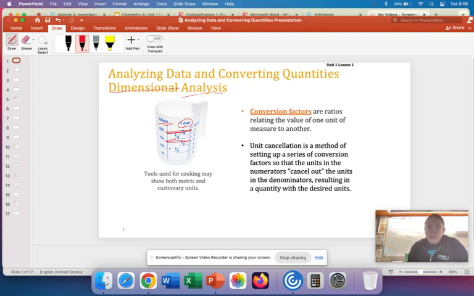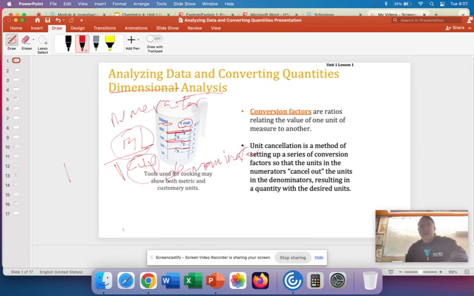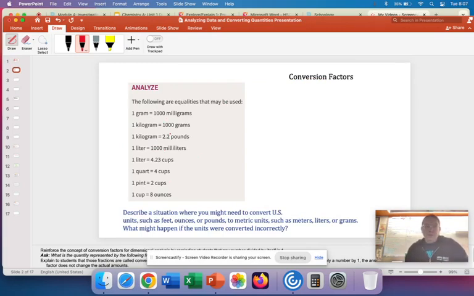So you see how these numbers don't exactly line up. What we use are ratios that relate the value of one unit of measure to another. This is called a conversion factor, such as how many milliliters are in one cup. And we would write that like a ratio. So when I do a conversion factor, I might use some of these equalities. We said milliliters to cups.